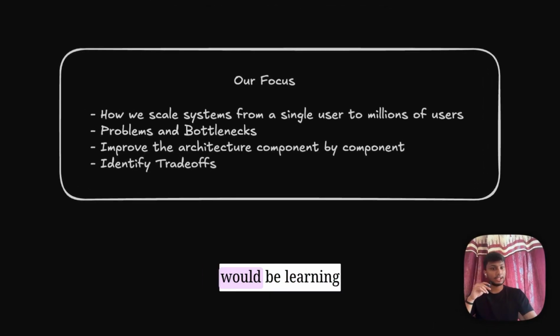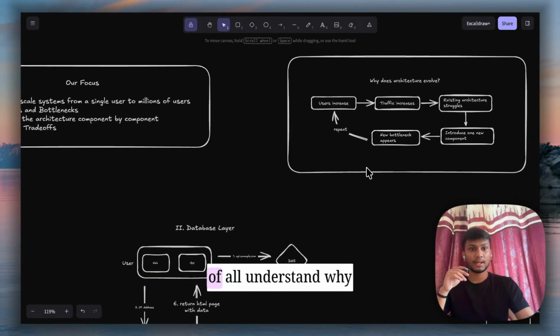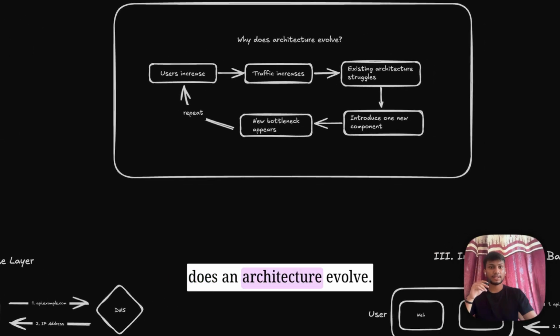In each episode, our focus would be learning how we can scale systems from a single user to millions of users, and then we'll try to identify the problems and bottlenecks in each system. We'll improve the existing architecture by introducing a new component, and we'll try to identify the trade-offs of the new component introduced. Let us first of all understand why an architecture evolves.